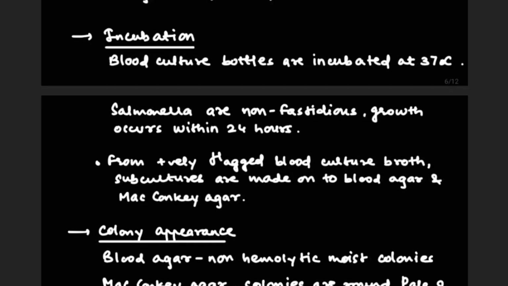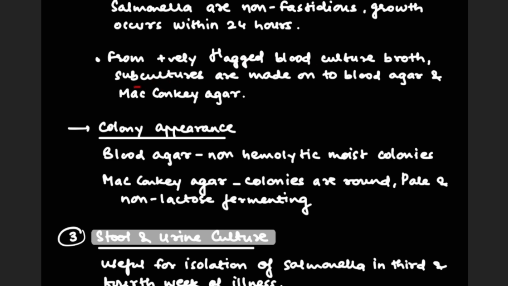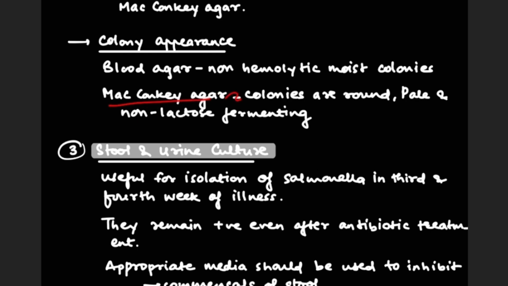The next is about incubation. Blood culture bottles are incubated at 37 degrees Celsius, and Salmonella are non-fastidious, so growth occurs within 24 hours. Then from the positively flagged blood culture broth, subcultures are made onto blood agar and MacConkey agar. Two agars are used. Then colony appearance: on blood agar, non-hemolytic moist colonies, and on MacConkey agar, the colonies are round, pale and non-lactose fermenting.